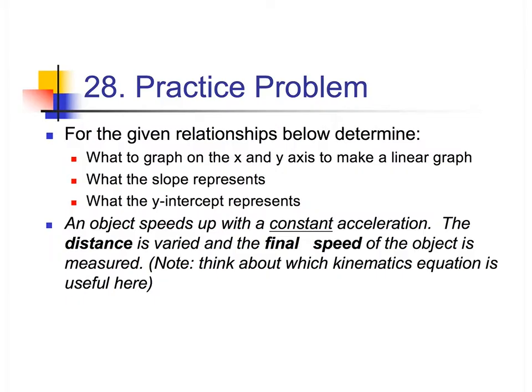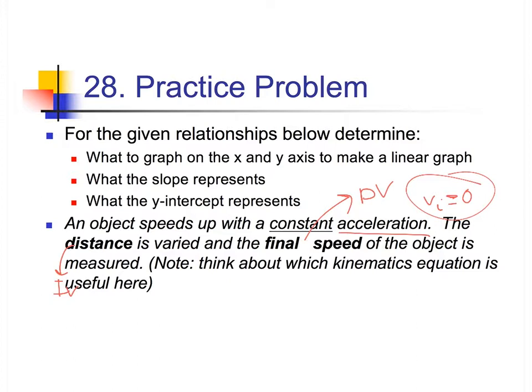So for this last one, we're not given our equation right off the bat, but we can use some of our kinematic equations. An object speeds up with a constant acceleration, the distance is varied, and the final speed is measured. So in this case, let's first think about our dependent and independent variables here. Our final speed, that's going to be our dependent variable. That's the thing that we're measuring. And our distance, that's going to be our independent variable. That's the thing that we are physically changing. We have a constant acceleration, and we are going to make the assumption that we're starting from rest. That should have been stated in the problem here.